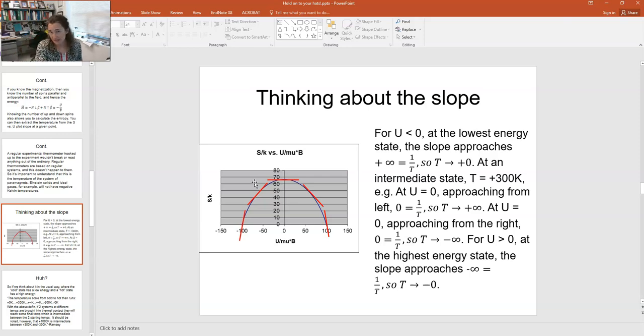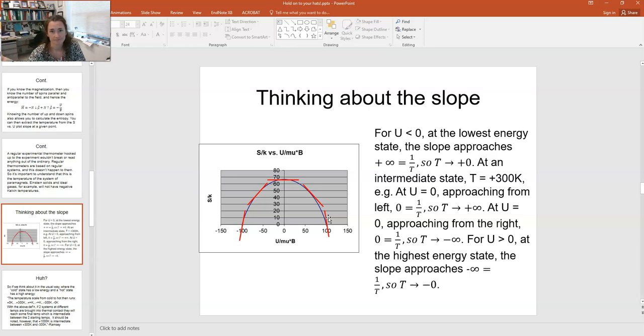Now, at an intermediate point, say here, you have a negative finite slope, and 1 over T is then some negative finite number, so T is some negative finite number, like negative 300 Kelvin. Then on the far side, where everything is in the highest energy state, you've got almost a straight up and down line too, but it's a little off, so it's kind of negative straight up and down. That means your slope approaches negative infinity, which is equal to 1 over T. And so T is approaching negative 0.